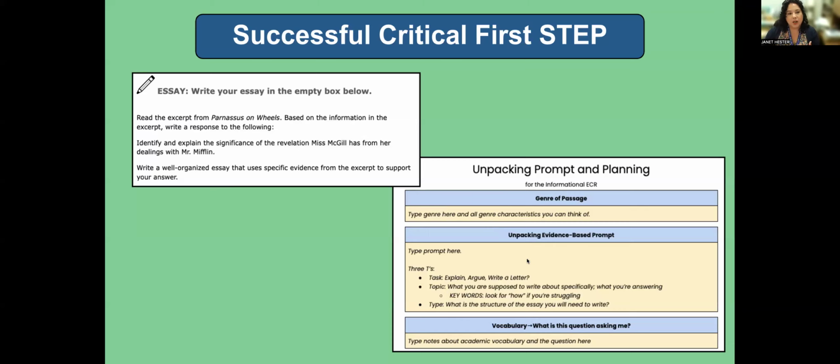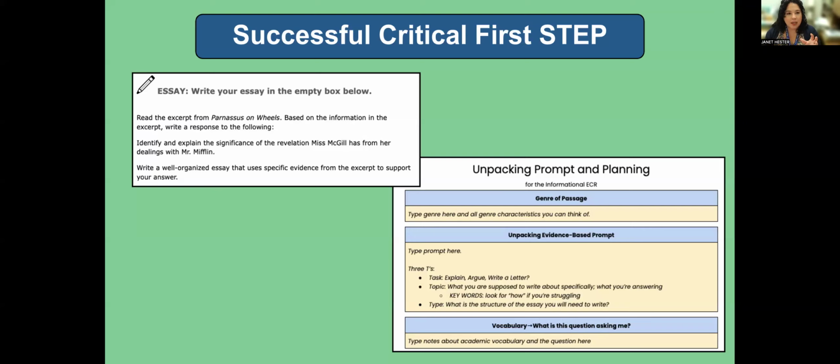Once they understand what genre they're looking at, then we want them to be thinking about that prompt. So they'll zero in on the statement in the middle here. This is the specific prompt. They'll figure out from this prompt whether they're being asked to explain, argue, or write a letter. They're going to be looking for specific key words that help them understand this is a passage about maybe many different subtopics, but what specifically am I being asked to write about?